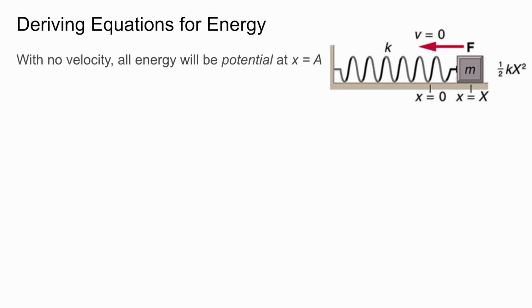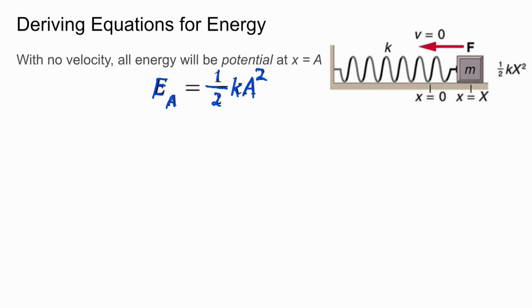Cool. So let's derive some equations here, which we already kind of did in the last slide, but let's do it a little bit more thoroughly. With no velocity, all energy will be potential energy when we're at our positions of amplitude, right? In that case, since all of our energy is in spring potential energy, E sub A, our energy at position A, is 1/2 times K times the displacement squared. In this case, our displacement is A, our amplitude.